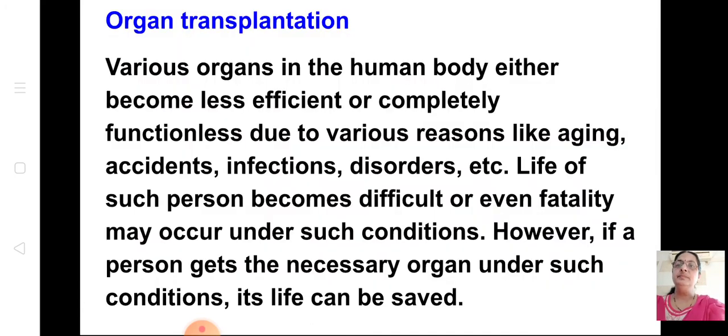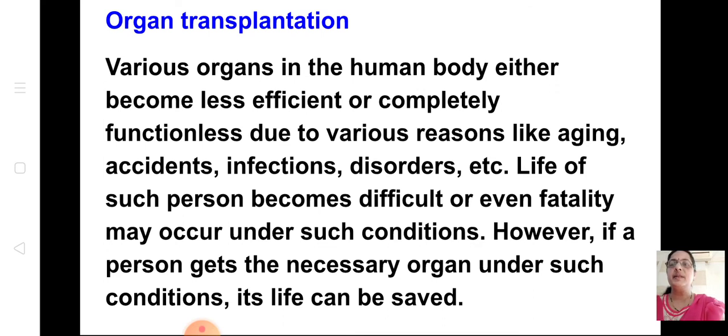Okay, now we'll see about organ transplantation. This is a small topic related to the stem cells only. Various organs in the human body either become less efficient or completely functionless due to various reasons like aging, accidents, infection, disorder. You all have heard about organ transplantation. So the life of such a person becomes difficult, or even fatality may occur under such conditions.